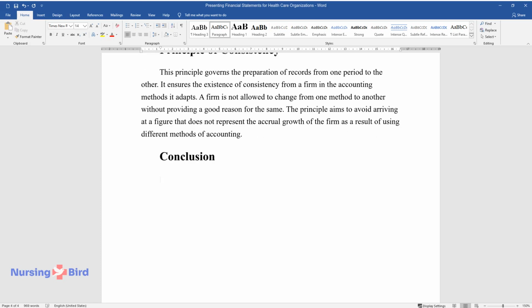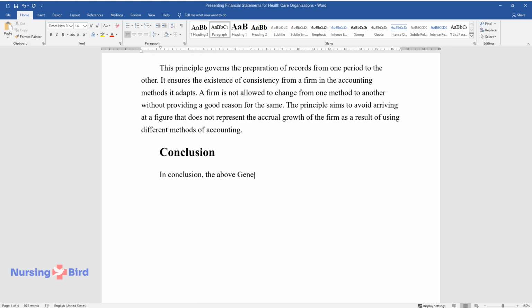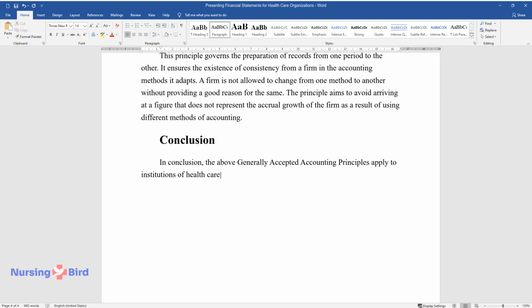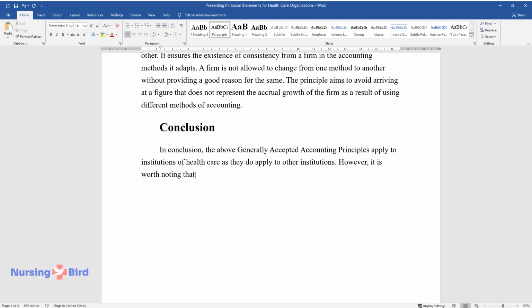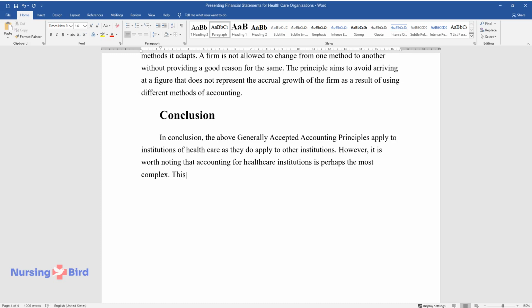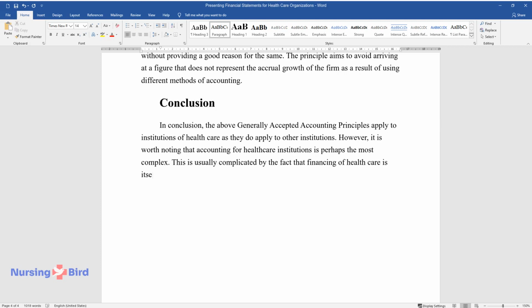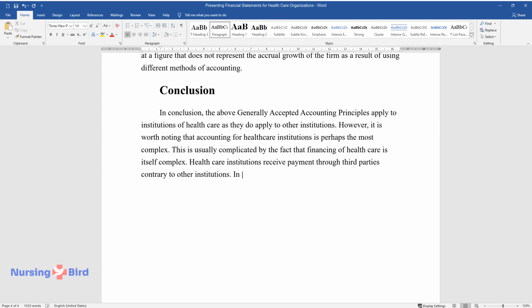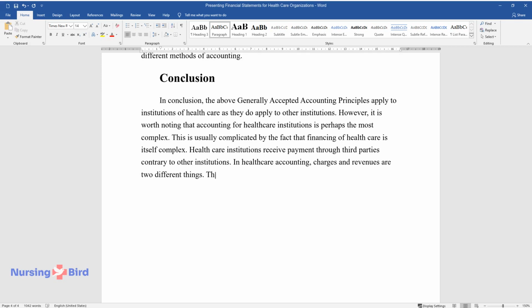Conclusion. In conclusion, the above generally accepted accounting principles apply to institutions of healthcare as they do apply to other institutions. However, it is worth noting that accounting for healthcare institutions is perhaps the most complex. This is usually complicated by the fact that financing of healthcare is itself complex. Healthcare institutions receive payment through third parties, contrary to other institutions. In healthcare accounting, charges and revenues are two different things.